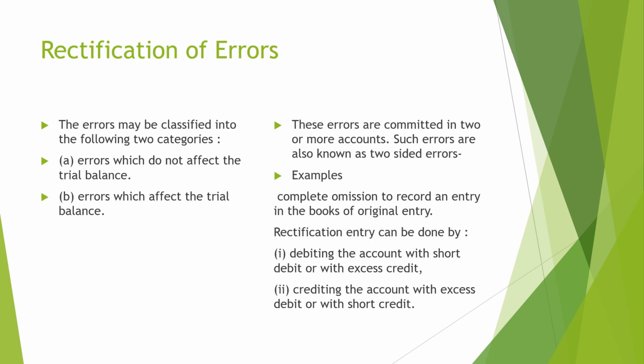Another is, how can we rectify them? From the point of view of rectification, errors may be classified in the following two categories: errors which do not affect the trial balance, and errors which affect the trial balance. Errors which are committed in two or more accounts are also known as two-sided errors. Here is an example: complete omission to record an entry in the books of original entry.